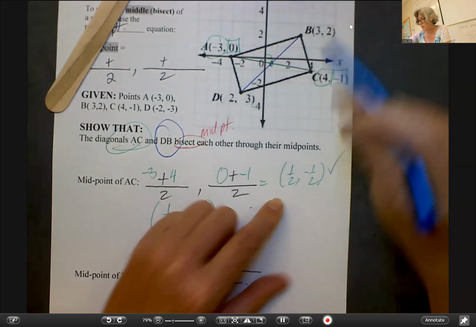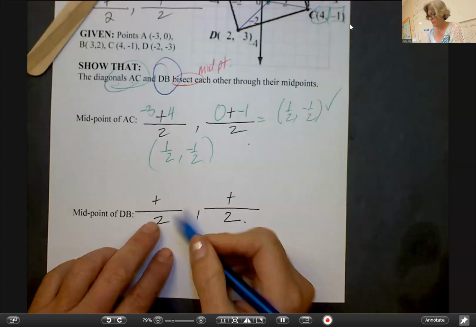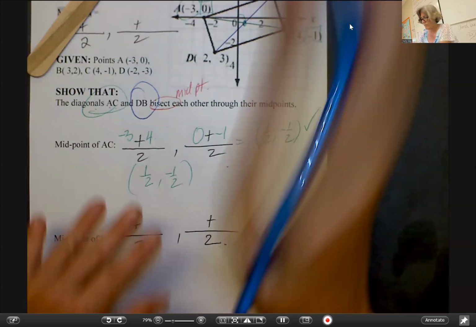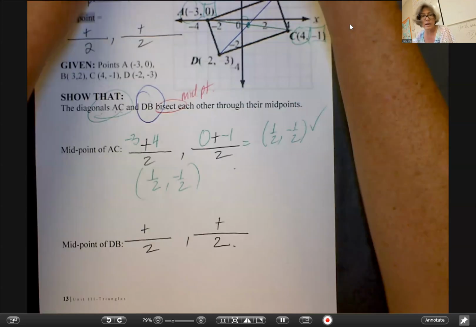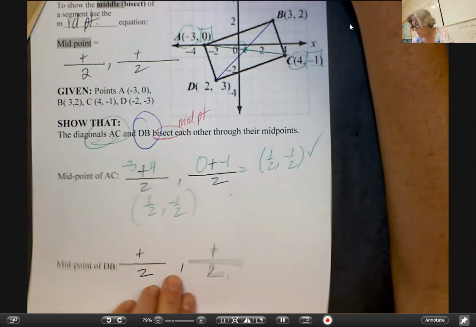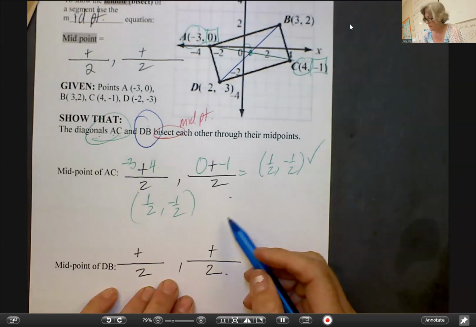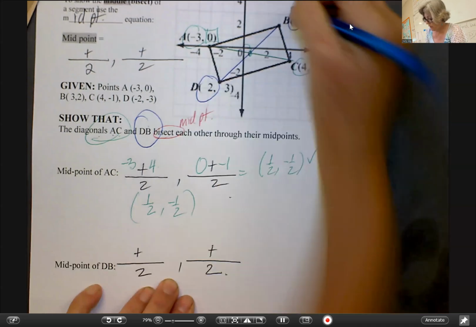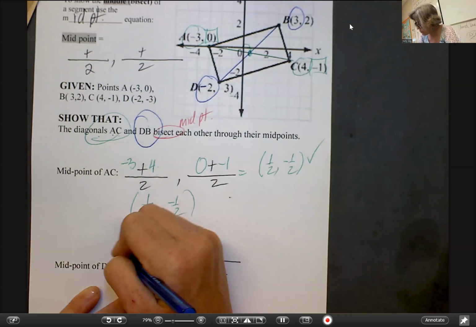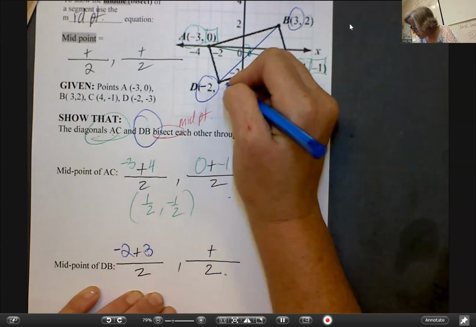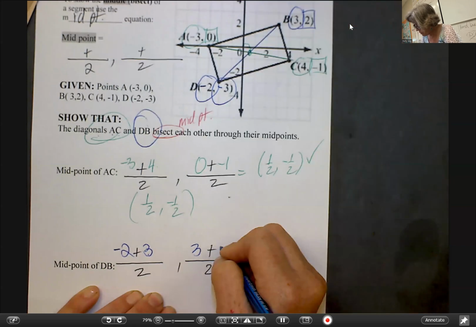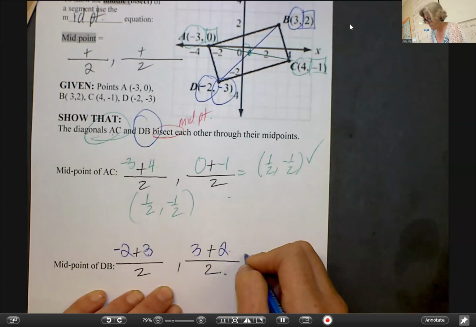Let's do this one down here. Add the x's, divide by 2, add the y's, divide by 2. So that's 2 and 3. Whoop, -2, that photocopied, and +3. That's a -3 and +2. Got it.